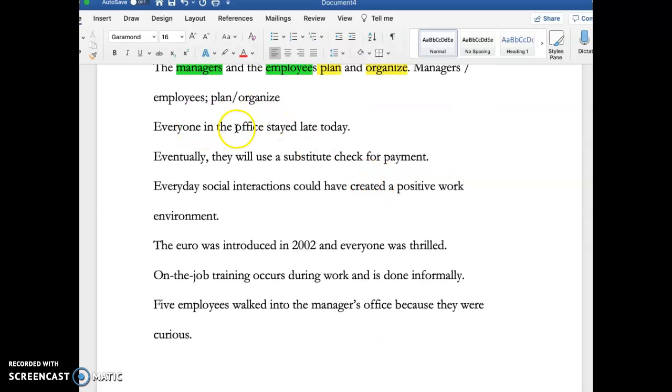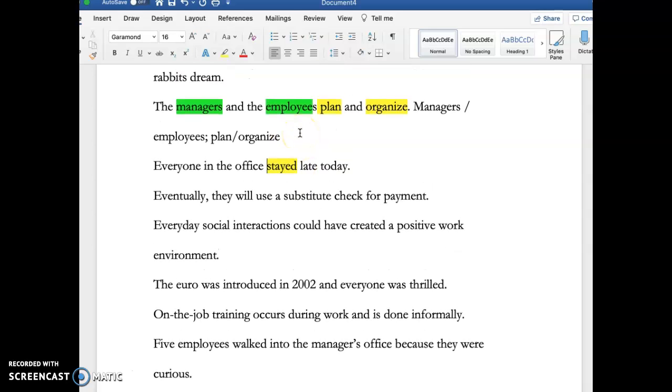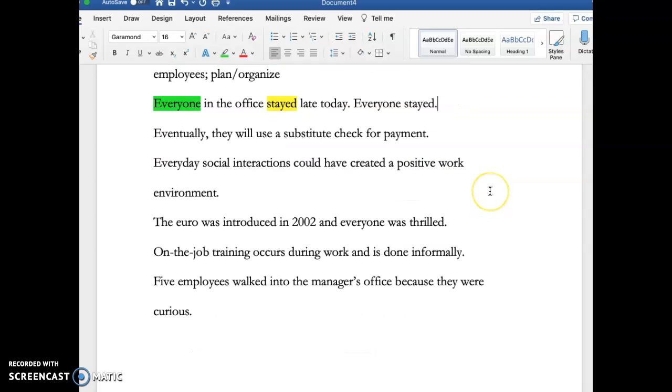Okay, here's another one. Everyone in the office stayed late today. So the action here is that they stayed late. So let's highlight stayed. I'm really having a hard time with these colors. Hopefully you will not struggle as much. Stayed is the verb. Who stayed? Well, you might be tempted to say the office because it's right before the verb, right? The office stayed, but if you think about it, that makes no sense, right? Everyone is the one who stayed, not the office. So we're going to highlight everyone, color it green, and then we're going to put them together. Everyone stayed, right? So I put my subject right next to my verb, and I've taken out those little tempting words that might make you get confused, okay?